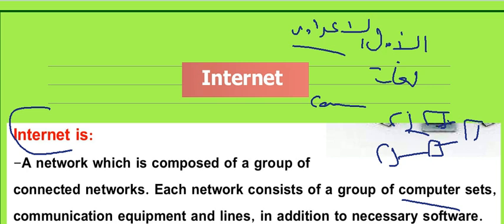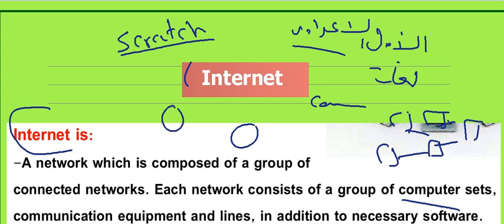هنكمل مع بعض منهج الصف الأول الإعدادي للغات لمادة الكمبيوتر، وبعد ما خلصنا الجزء النظري الخاص ببرنامج سكراتش أو الجزء العملي هنكمل مع بعض الجزء الثاني من المنهج اللي بيتكلم عن الإنترنت ومفاهيمها، وبيبدأ بالتعريف. الإنترنت كشبكة. بيقول إن Internet is a network which is composed of a group of connected networks، يعني هي مجموعة شبكات متصلة ببعضها. كل شبكة each network consists of a group of computer sets, communication equipment and lines.